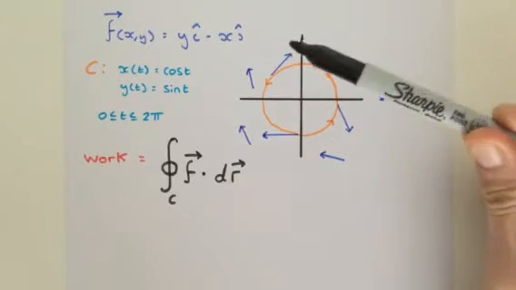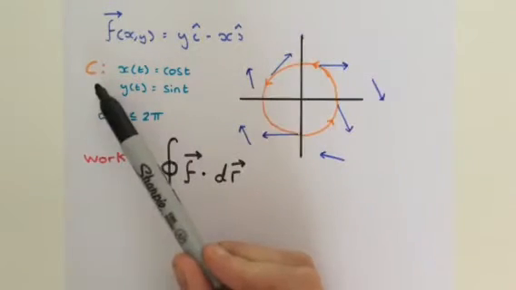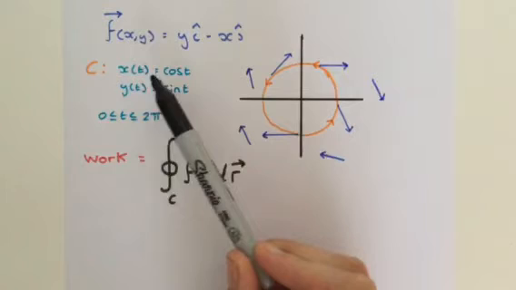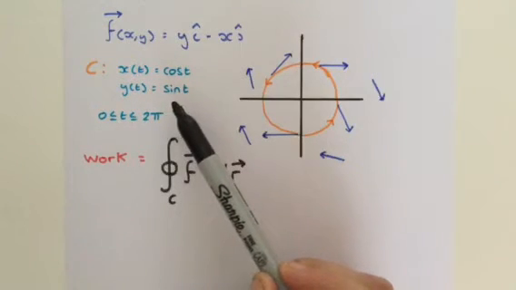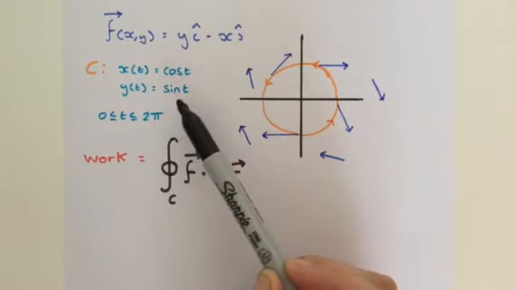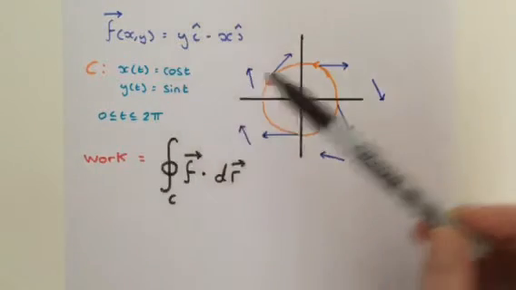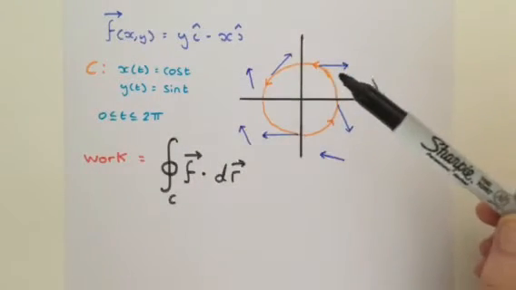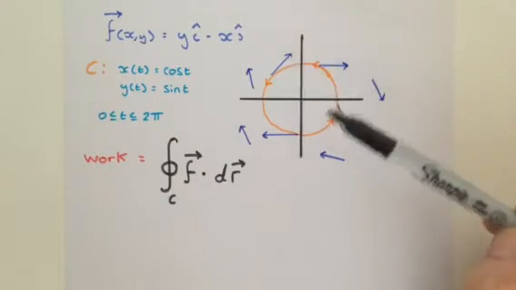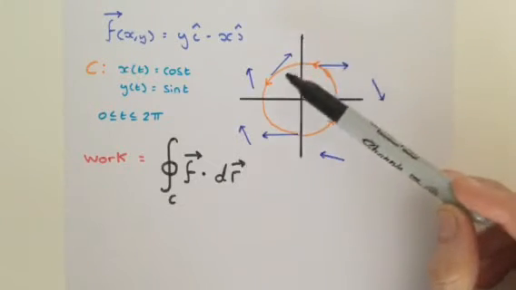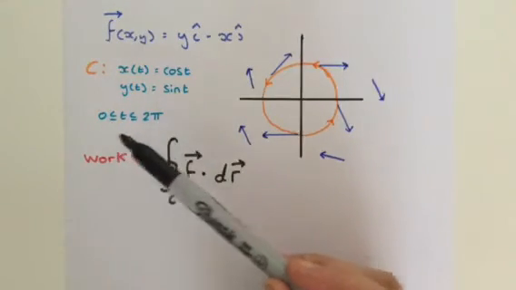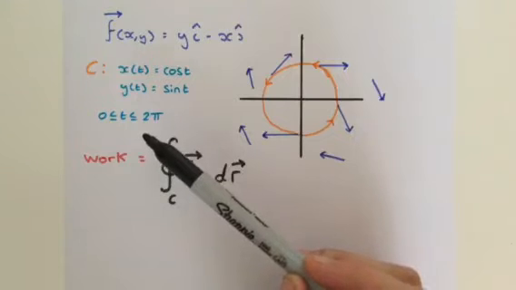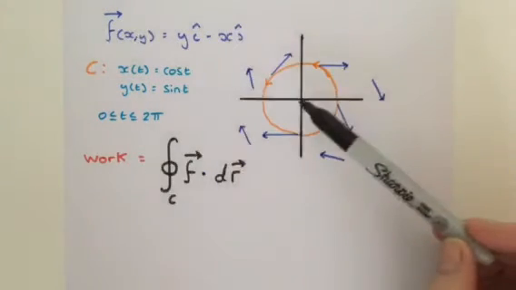And in parametric equations, c is our curve, we have x of t equals cosine t and y of t equals sine t. So this is exactly the same as saying x squared plus y squared equals 1. This is the unit circle in the anti-clockwise direction, and t goes from 0 to 2 pi. You can think of t as being the angle.